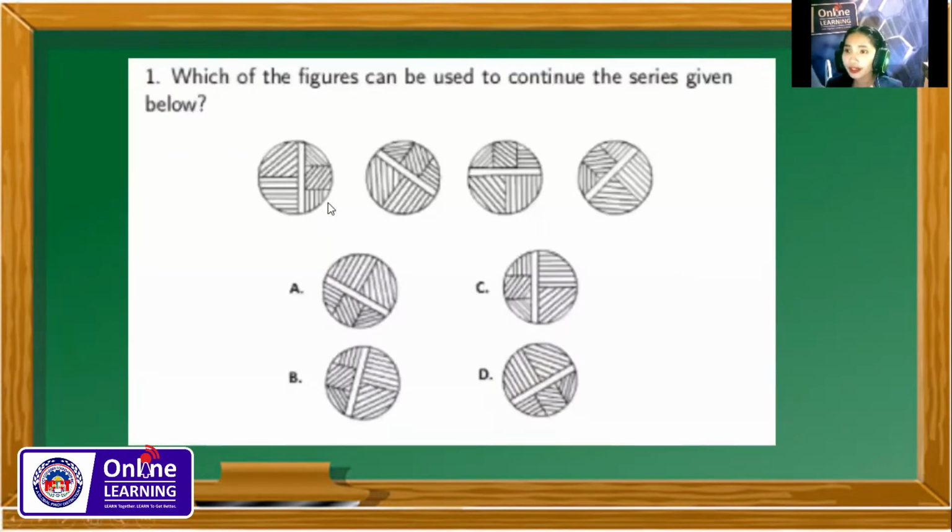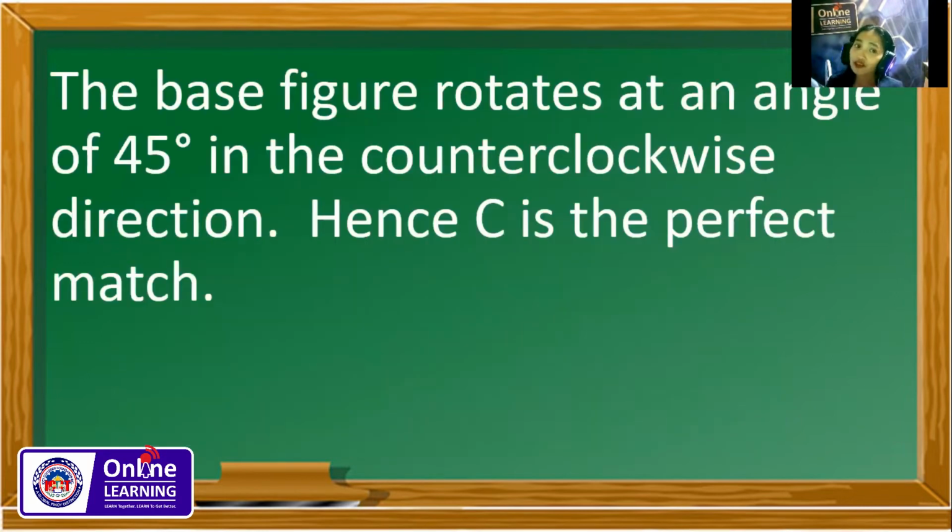So we have 4 examples. Titignan natin yung pagkakasunod-sunod or pattern ng isang situation or series. Number 1, which of the figures can be used to continue the series given below? We have 4, then ang hahanapin natin is yung pang-5. According to the explanation, the best answer is letter C. The base figure rotates an angle of 45 degrees in the counterclockwise direction. So letter C is the perfect answer.